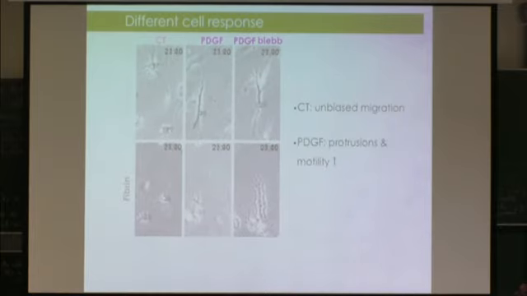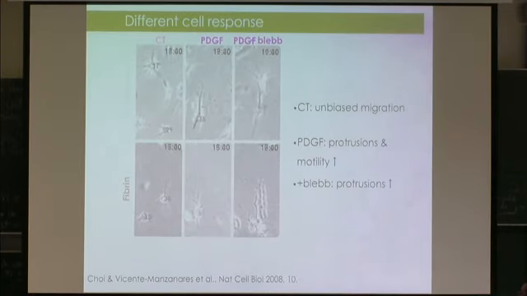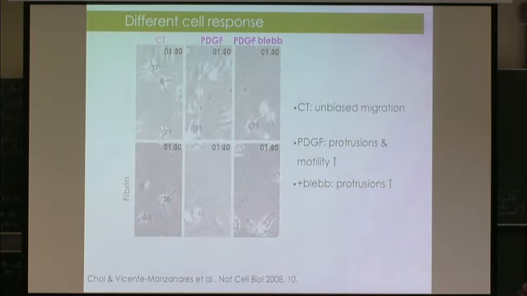It's also clear that when we incorporate platelet-derived growth factor, the migration is directional. When we incorporate blebbistatin, the movement is more or less similar, but in this case you can see that the branches are much longer.